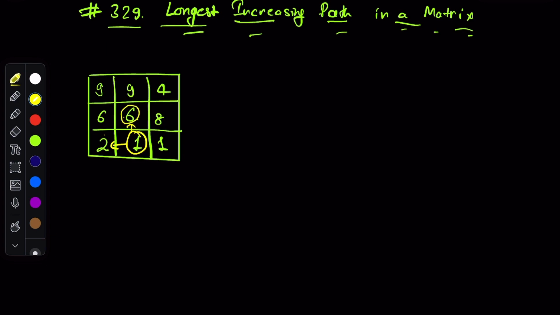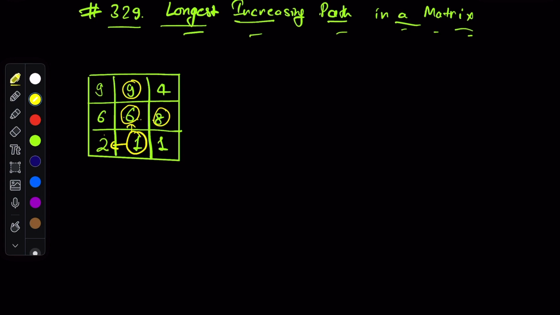Now again we will look from 6, which all are longest possible from there. Is 8 strictly increasing? Yes, it is. So we can add this also. 9 is also increasing. Yes. 6 it is not because it is equal. That's all for this path.